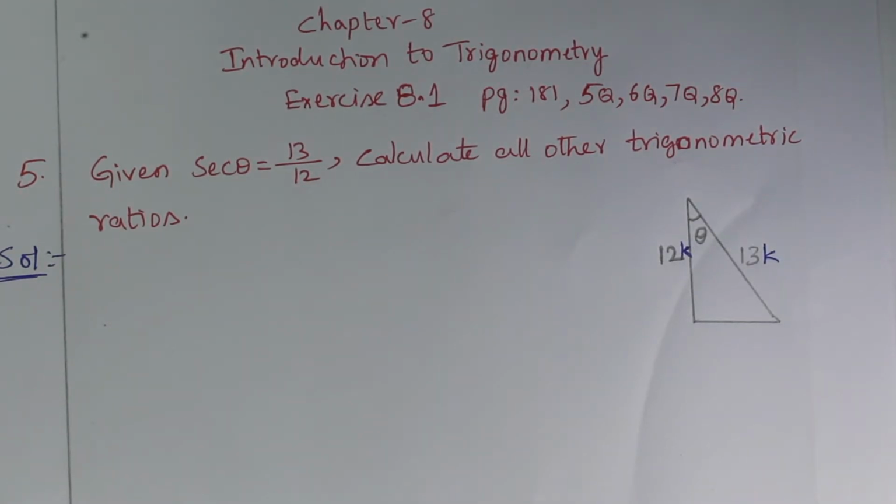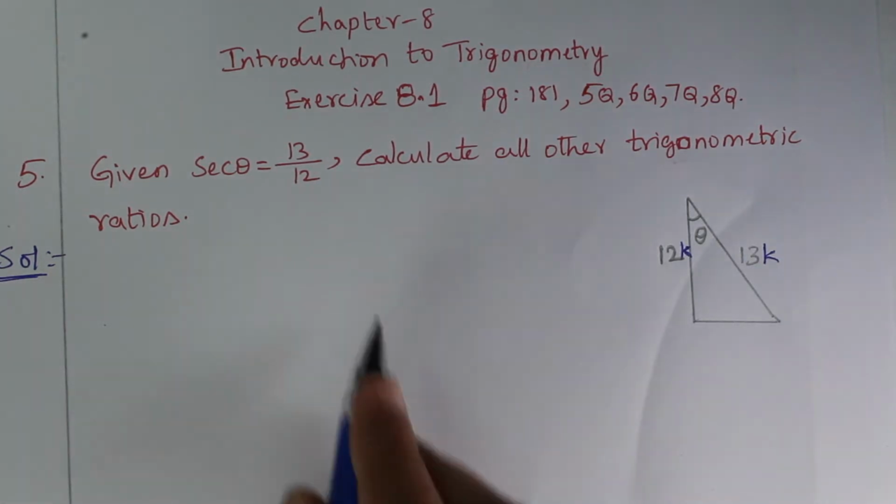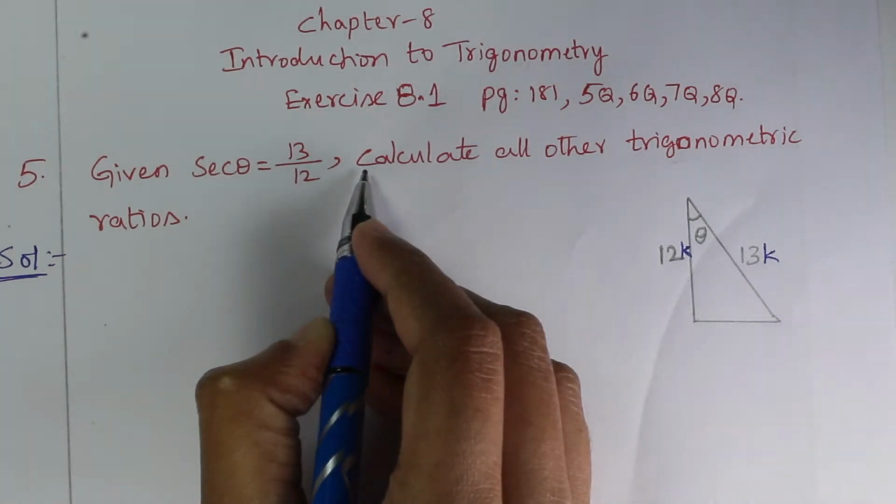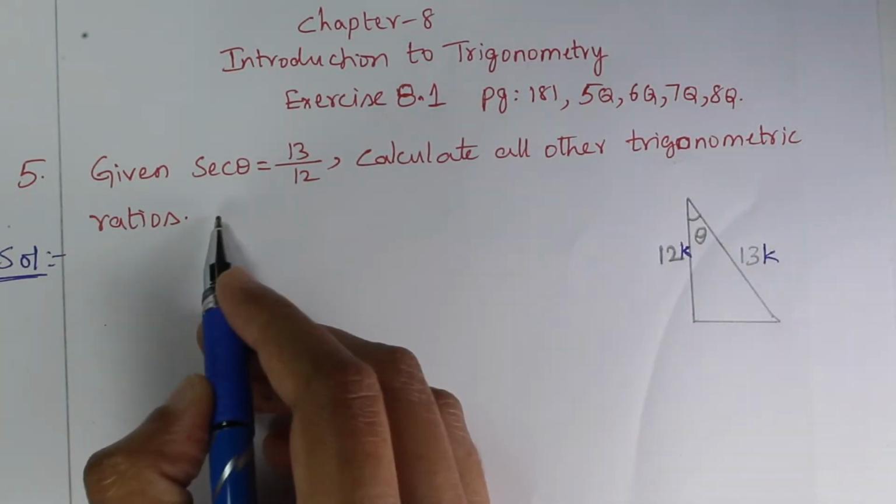In this session I am going to explain 5th, 6th, 7th and 8th questions from exercise 8.1, page number 181, chapter 8, Introduction to Trigonometry. Now let's read the 5th question. Given secant theta is equal to 13 by 12, calculate all other trigonometric ratios.